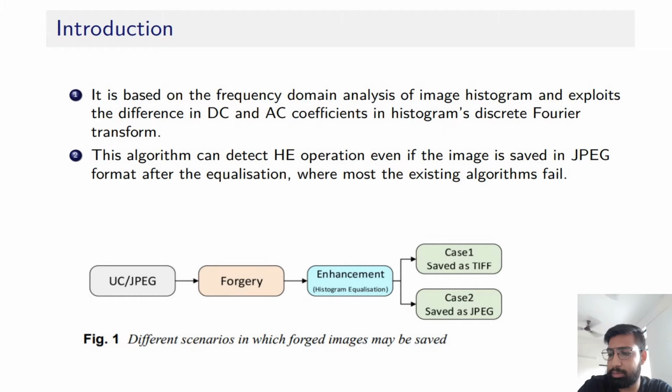The proposed algorithm in this paper detects whether a given image, either compressed or uncompressed, has undergone the histogram equalization process or not. It is based on the frequency domain analysis of the image histogram, and it exploits the difference in DC and AC coefficients in the histogram's discrete Fourier transform. It can detect histogram equalization even if the image is saved in JPEG format after the equalization, where most of the existing algorithms fail.